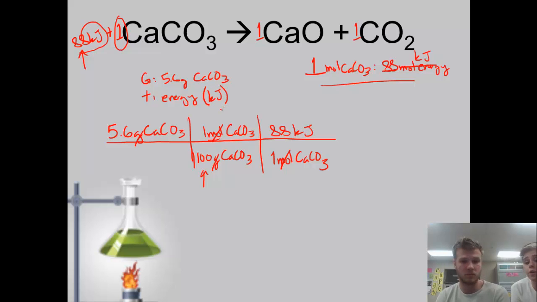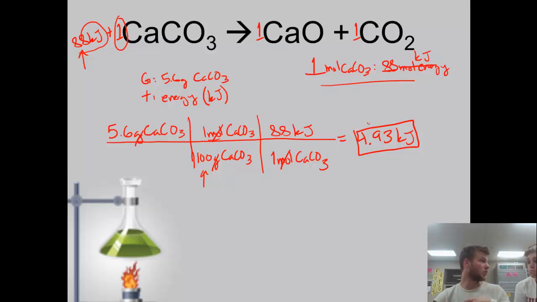And I'm done. Moles cancel with the moles, and I'm ending with the units which I wanted, which was kilojoules. Yep, so now you're going to multiply everything that's on the top. Go ahead and get that calculator, 5.6 times 88. And then you're going to divide everything by the bottom, so that's 492.8 on top, divided by 100, we get 4.93. 4.93, and my units are kilojoules. So if I have 5.6 grams of calcium carbonate and it decomposes, this is how much energy is going to be absorbed in the reaction because it's endothermic.